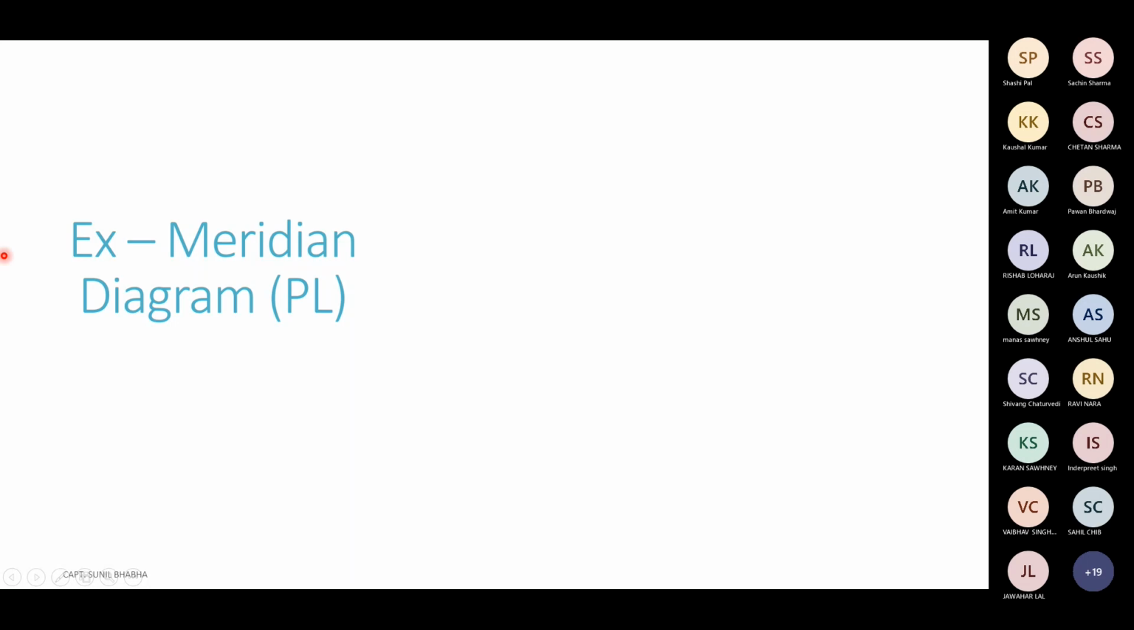Let's see the ex-meridian plot in the diagram. Now, the reference position where the ex-meridian PL is plotted or drawn or passes through is the DR longitude and the observed latitude. So this is the reference position, the observed latitude, which we calculated from the ex-meridian formula, and the DR longitude. This is the position from where the PL is going to pass.